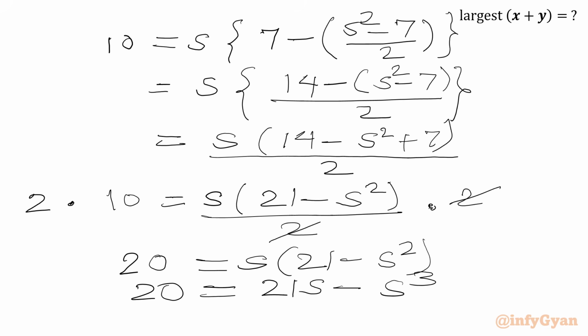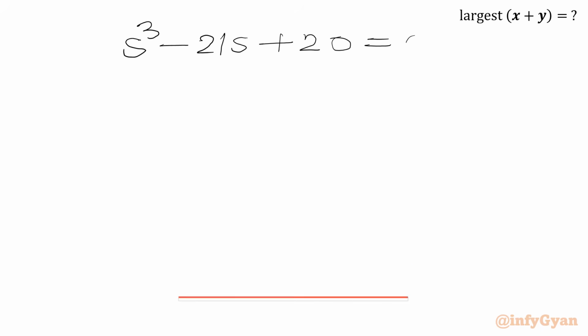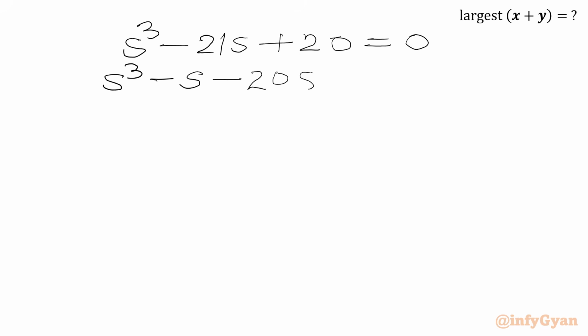Now take all the terms to LHS. So we will get the equation S cube minus 21S plus 20 equal to 0. Now if I plug in S equal to 1, it will satisfy our equation. So let us split minus 21S as minus S minus 20S. So the addition of these two will give us minus 21S. Then we have plus 20 equal to 0.